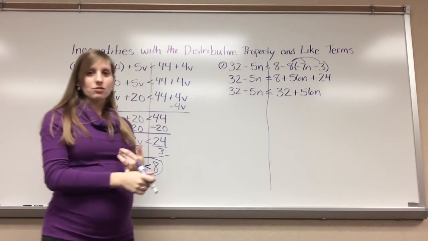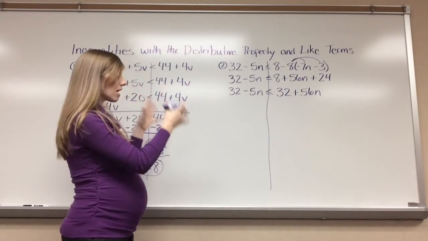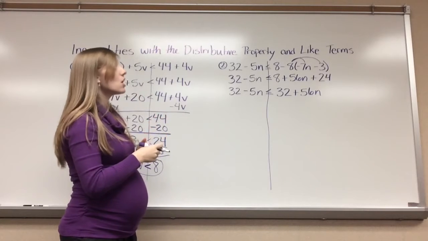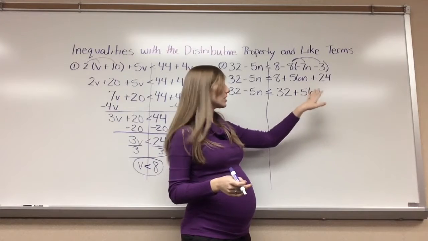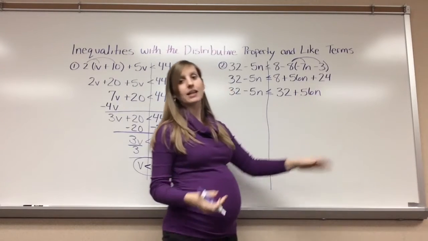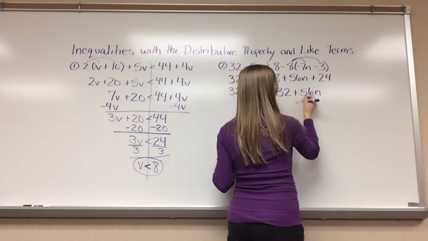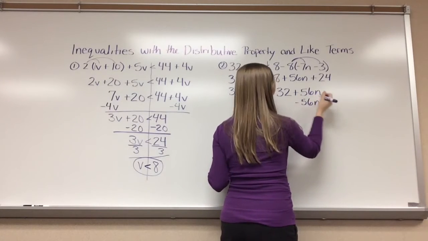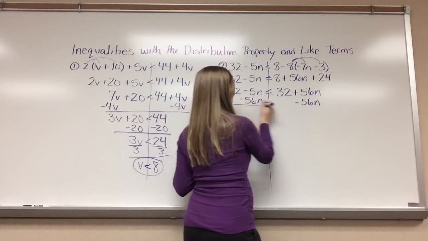Once you've done the distributive property and combine like terms, go ahead and get your variables on the left side of the inequality, which means I need to cancel out this 56n. So to cancel out plus 56n, I just do the opposite. The opposite of plus would be subtract. So I'm going to subtract 56n from both sides, and that will make those cancel.